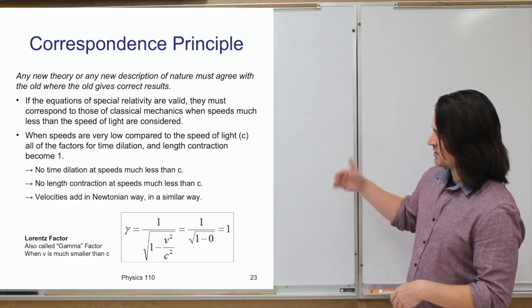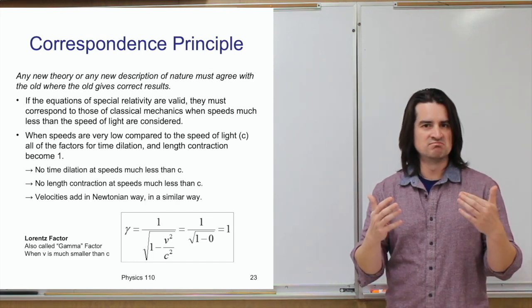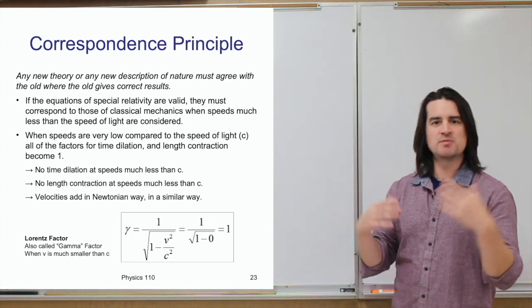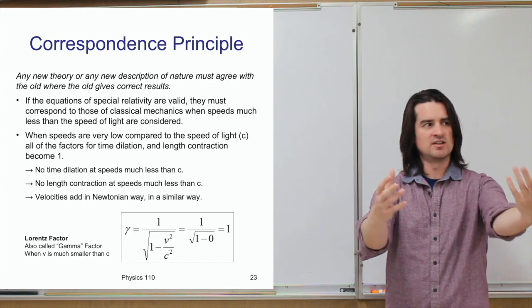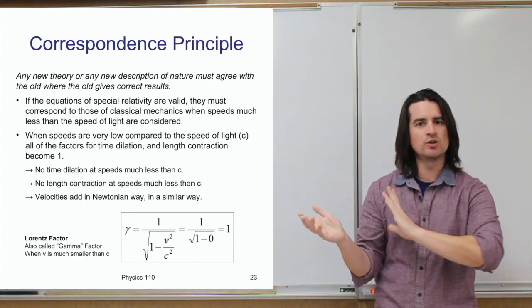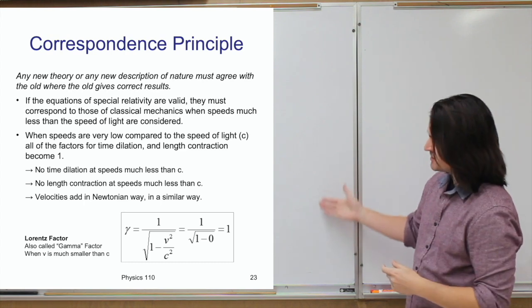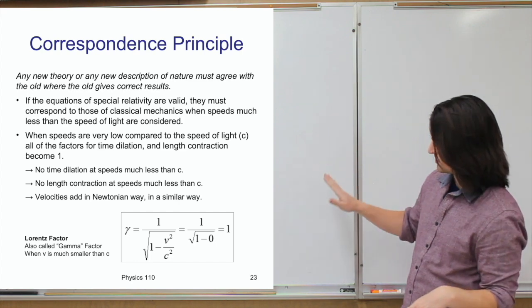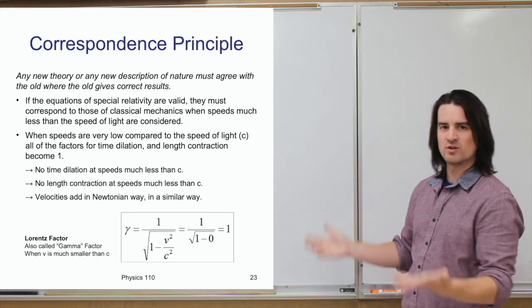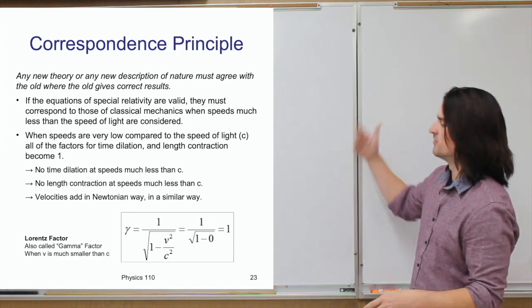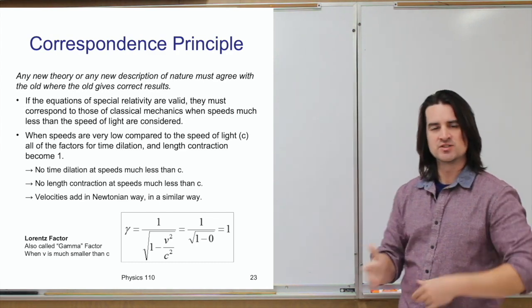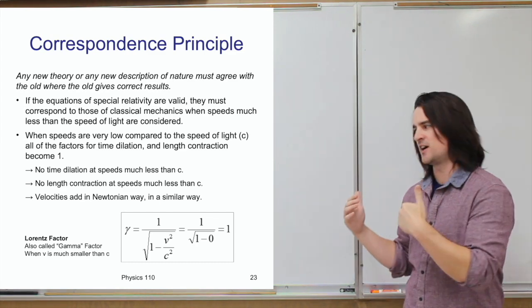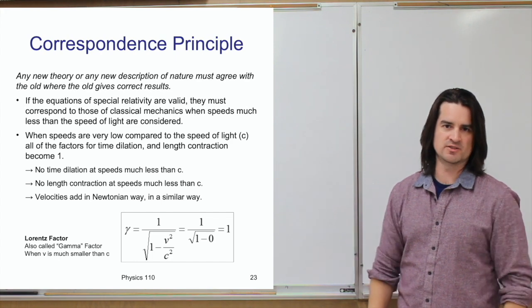So if v is a meter per second, then v squared divided by c squared is basically zero. That is to say, when the speed of something is not even close to the speed of light, then that speed squared divided by the speed of light squared is essentially zero. So you end up just getting 1 minus 0, which is 1. The square root of 1 is 1. 1 divided by 1 is 1. So at any normal speeds, much less than the speed of light, the Lorentz factor is 1, and we don't need to worry about special relativity.